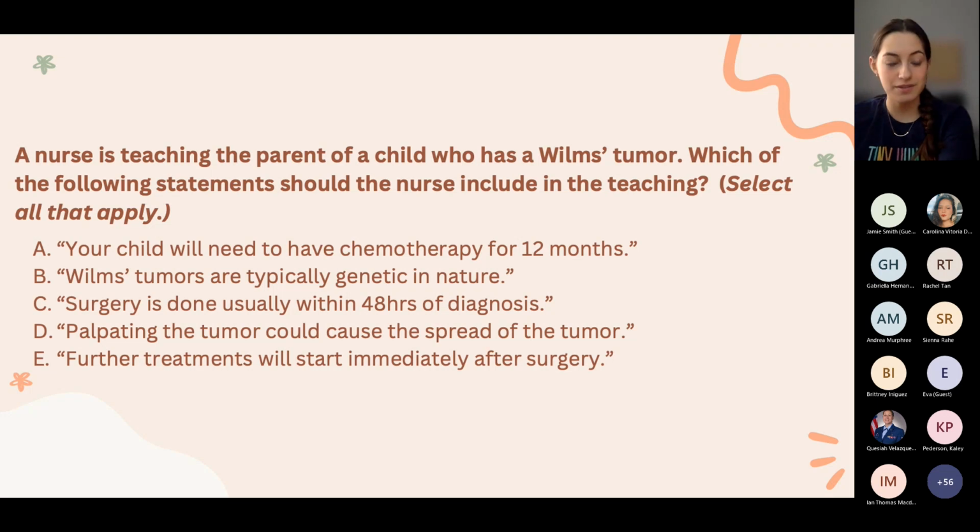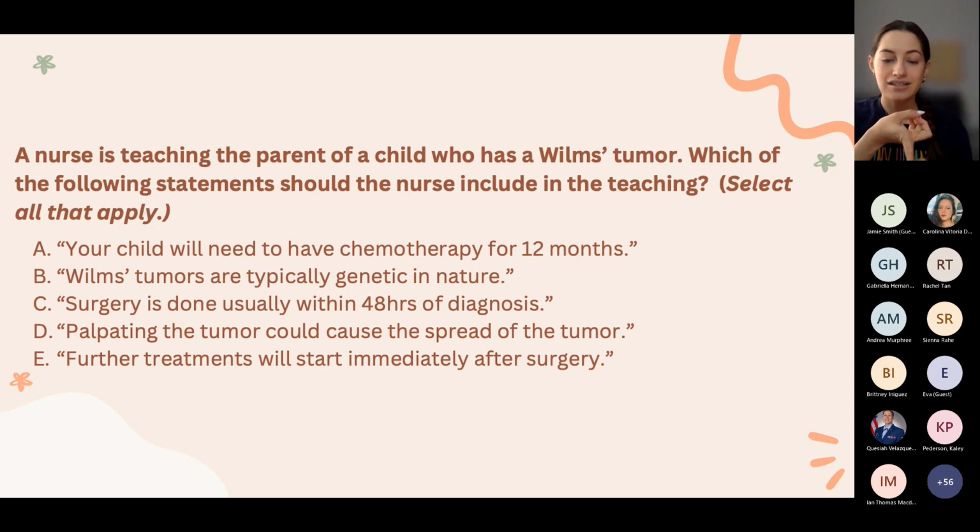All right, let's talk through this one. So the correct answer is C, D, and E. So surgery, it's best practice to do surgery to remove the tumor within 48 hours. Palpating the tumor could cause it to rupture, so that's why that one is correct. If it ruptures, it could spread the tumor. And then further treatments will start immediately after surgery. So right after surgery, they'll be started immediately on chemo and radiation.